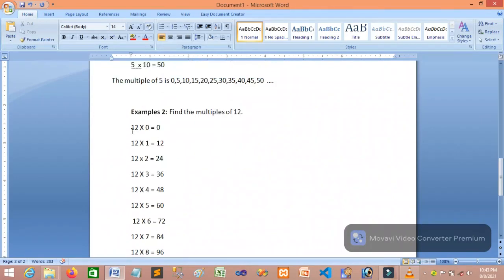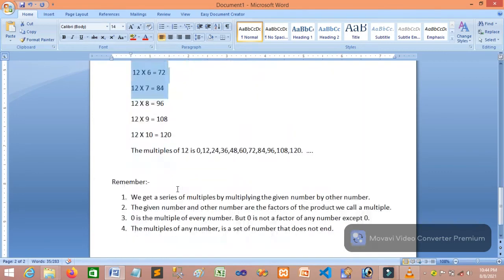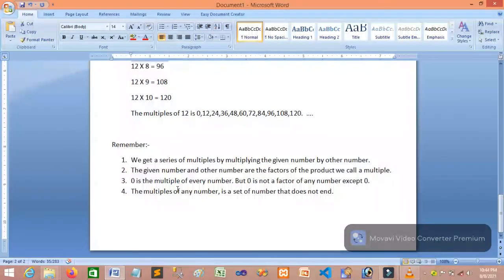Means the given number is 12, and the other number is this number. So 12 is the given number, 1 is the other number. 12 is the given number, 2 is the other number. 12 is the given number, 3 is the other number. So when we multiply these numbers, we get a series of numbers like 12, 24, 36, 48. So we have to remember these points when we find the multiples.